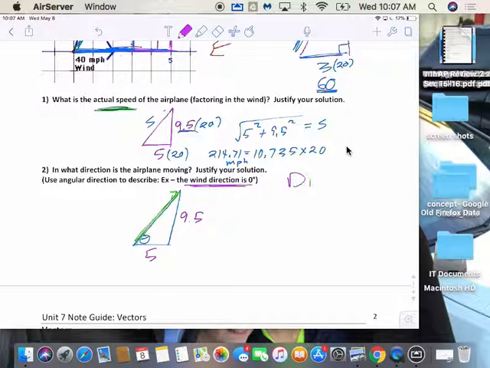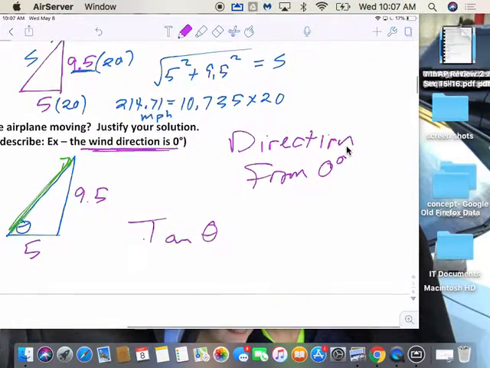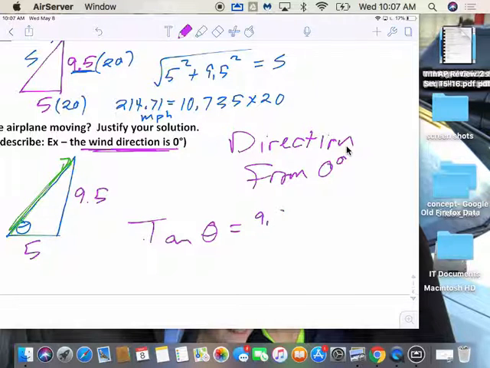The wind is going 0, so everything is from 0. So the word direction is actually loaded. It's meaning something. Direction is from 0 degrees, and it's in the counterclockwise direction, kind of like the unit circle. To get that theta, I think usually the easiest one is tangent. So you all know that tangent of theta is the opposite over the adjacent, 9.5 over 5.